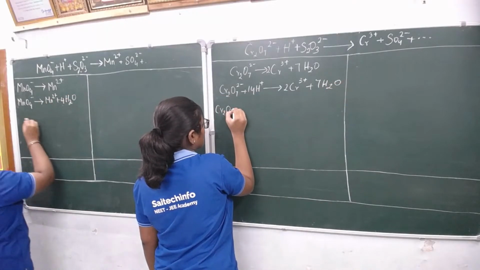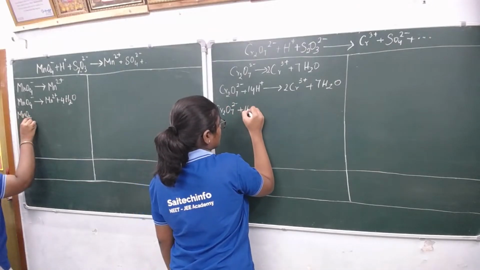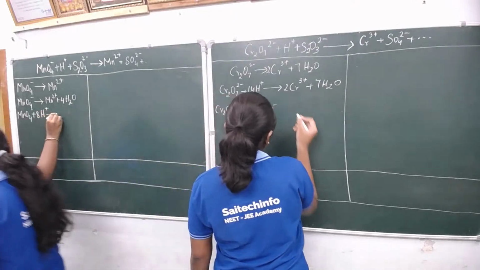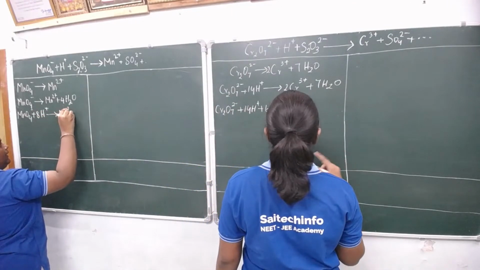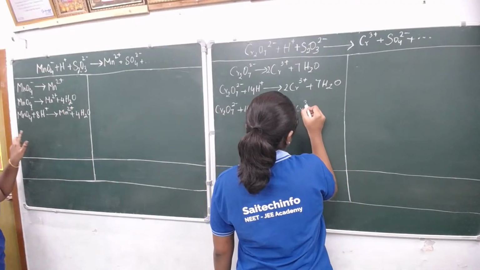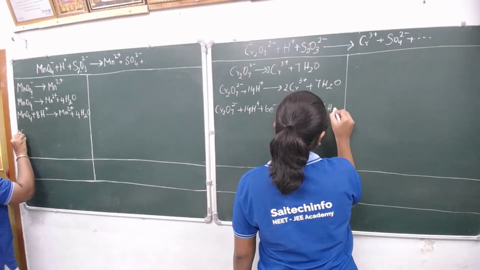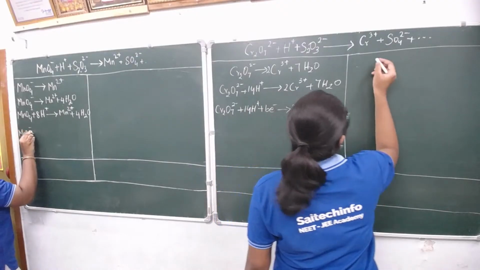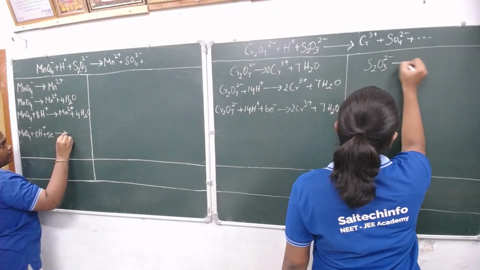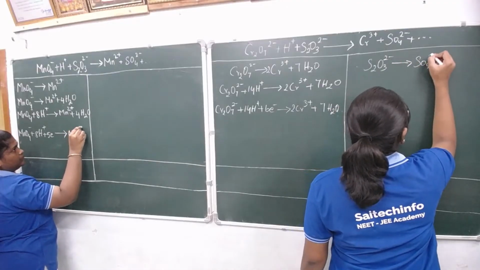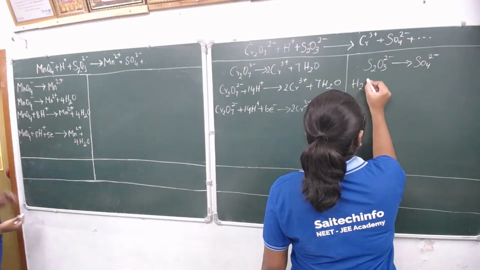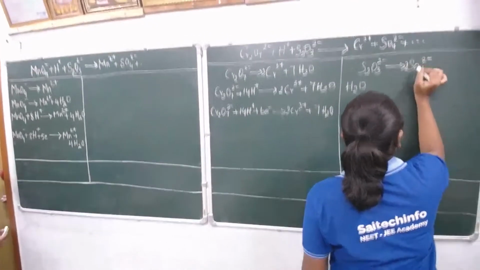So we need to balance hydrogen. We need to add hydrogen on the deficient side. Hydrogen deficient side. So 4 twos are 8H plus to form Mn2 plus 4H2O. So now we need to balance the charges. To balance this charge, we need to add 5 electrons. So we completed the half cell reaction here. So should I write?